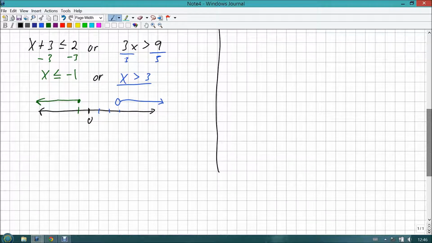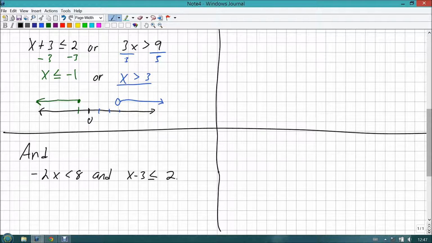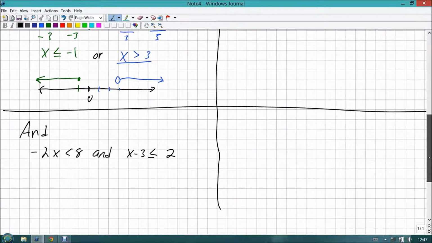Now let's do an AND graph. Let's say that we are given the equations -2x is less than 8 and x minus 3 is less than or equal to 2. Now this is an AND one, meaning that wherever they overlap is my solution region. If they do not overlap, then that is not part of my solution region.